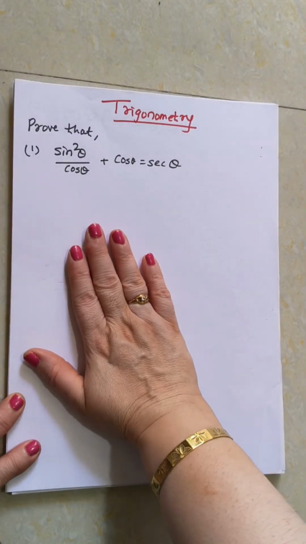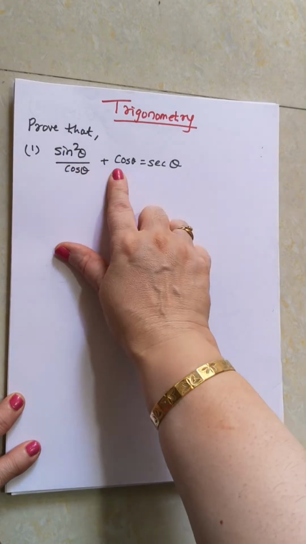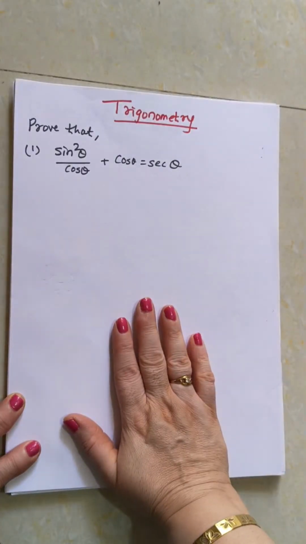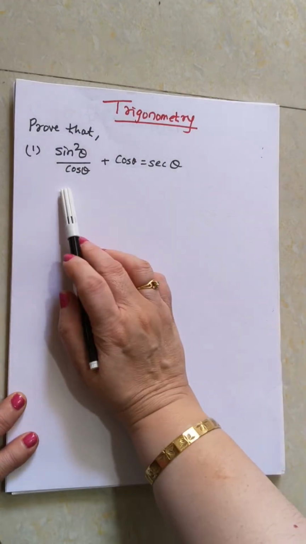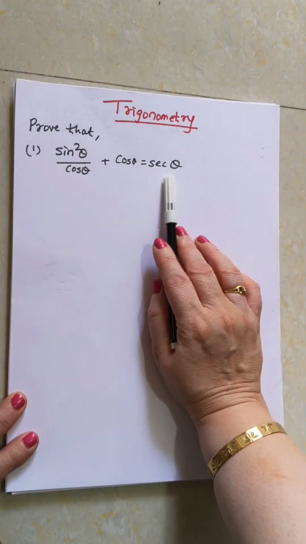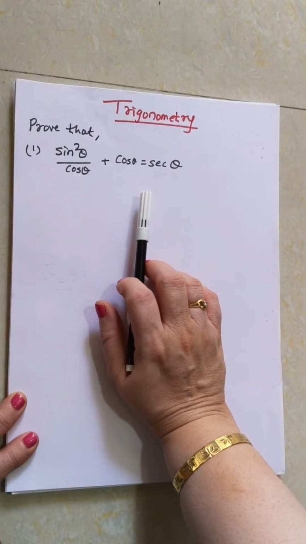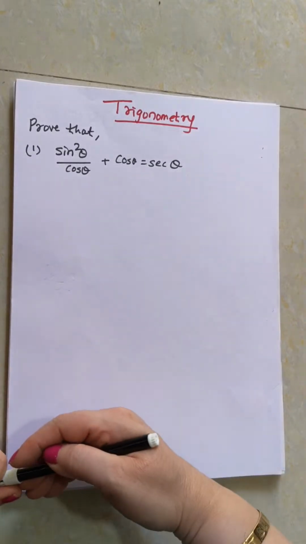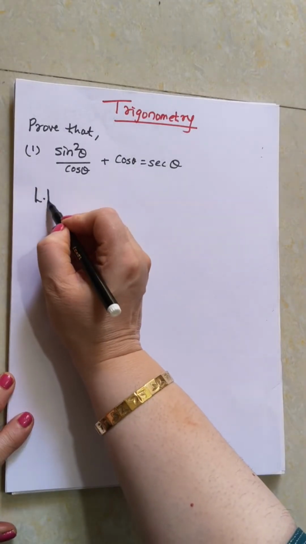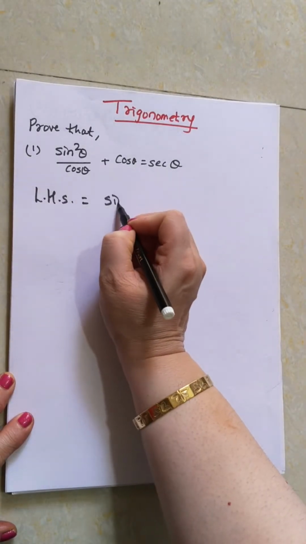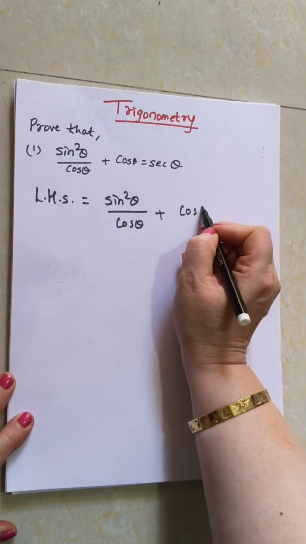So first of all, we have that prove that sine square upon cos theta plus cos theta is equals to sec theta. Okay, everyone. So here what is LHS? The left hand side is called LHS and right hand side is called as RHS. So every time we have to begin our sum from LHS and we have to move towards the RHS. So what is LHS? So LHS is sine square theta upon cos theta plus cos theta.